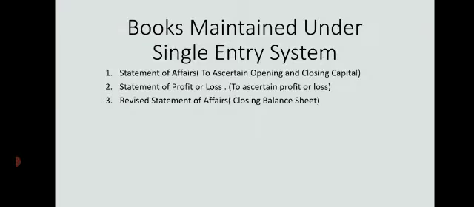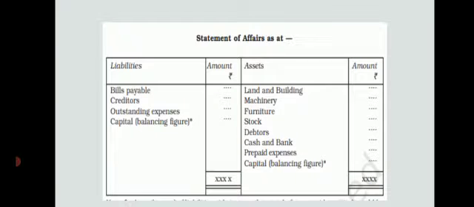If opening capital is given, then we prepare only the closing statement of affairs to find out closing capital. If both are missing, then we prepare the opening as well as the closing statement of affairs. Then, to ascertain the profit, we prepare the statement of profit or loss for the year ending on a particular date, and then we prepare a closing balance sheet, which we call the revised statement of affairs. So let us see the format once again before starting the problem, right?